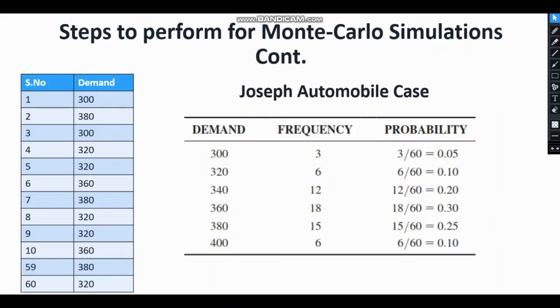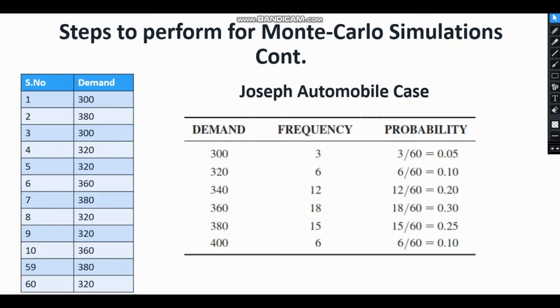How frequently did 320 demand appear in that table? 320 appeared 6 times, so 6 divided by 60. How many times did 340 appear in this full table? It appeared 12 times, so 12 divided by 60. Then 360 appeared how many times?